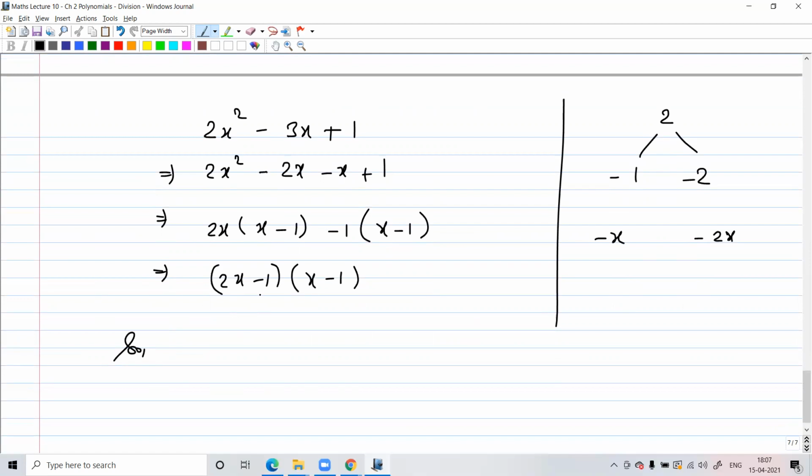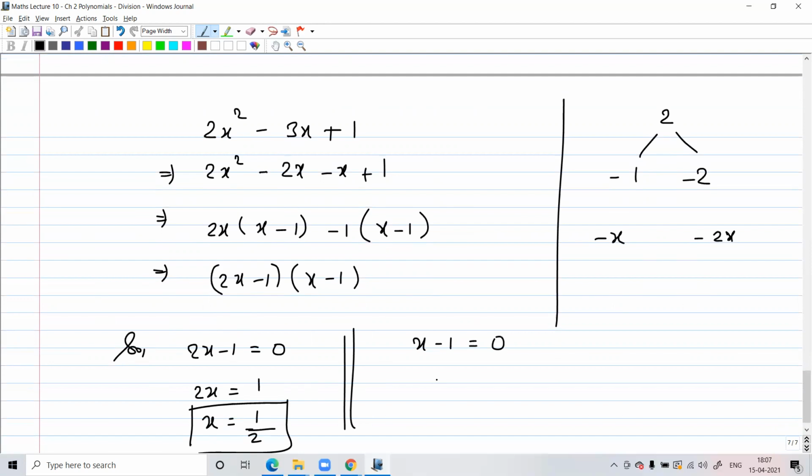So, what are the two remaining zeros now? If 2x minus 1 equals 0, it means that 2x is equal to 1, so x is equal to 1 by 2. This is one of the zeros. And the other zero, if x minus 1 is 0, then x is equal to 1.